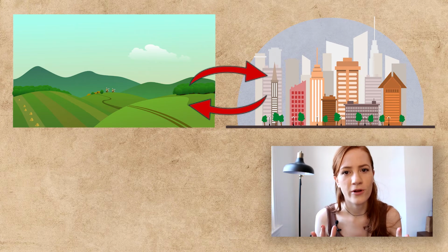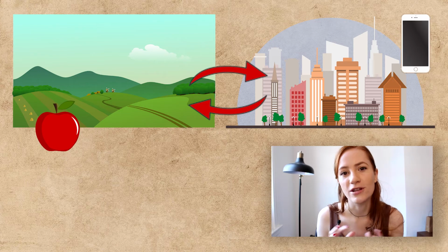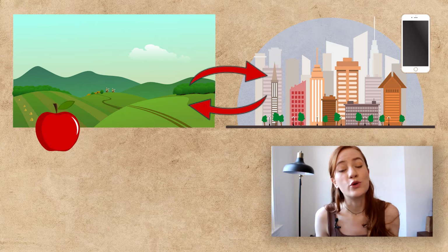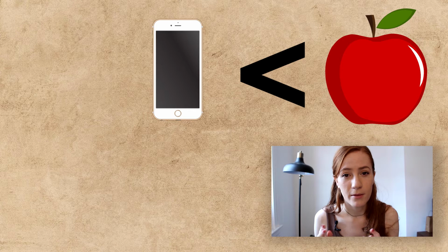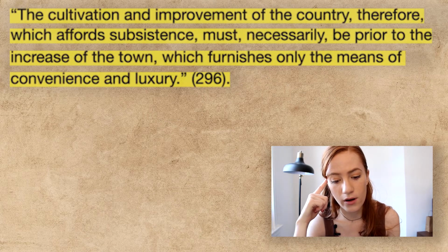But the first and most important thing is subsistence created by the country, which precedes in importance the items created by the town, which are typically more luxury extra items. Although some of these items do include tools used for cultivation of the land, which does make farmers' lives easier. But typically, I'm looking at you Zoomers, the cultivation and improvement of the country, therefore, which affords subsistence, must necessarily be prior to the increase of the town, which furnishes only the means of convenience and luxury.